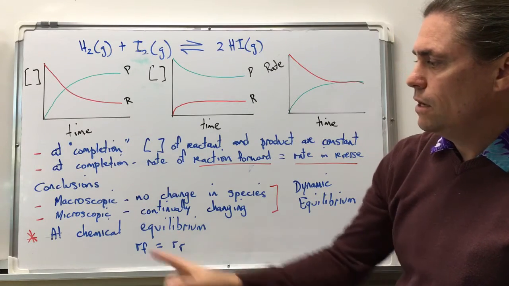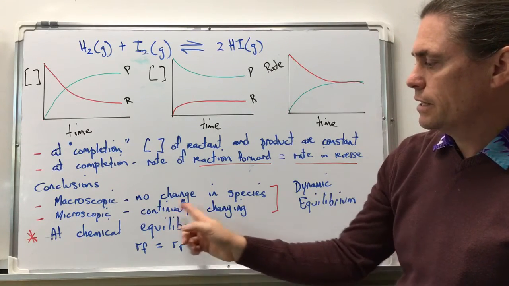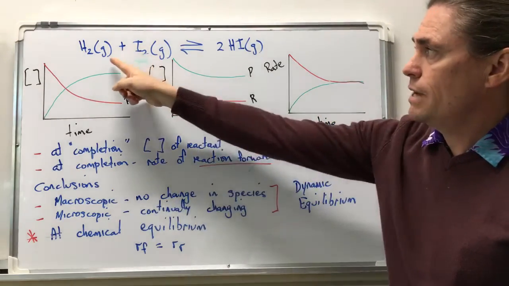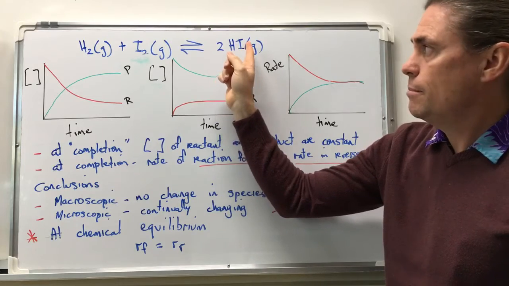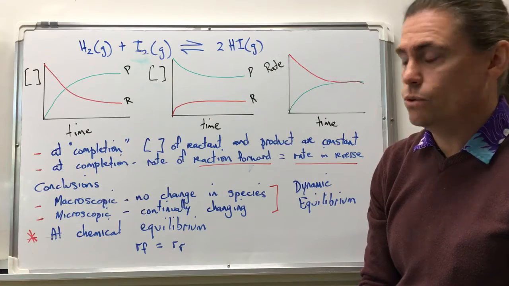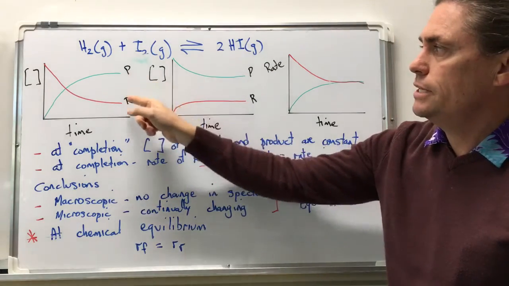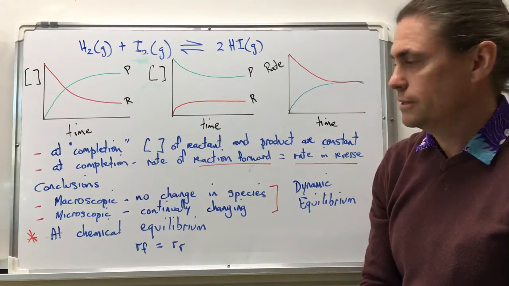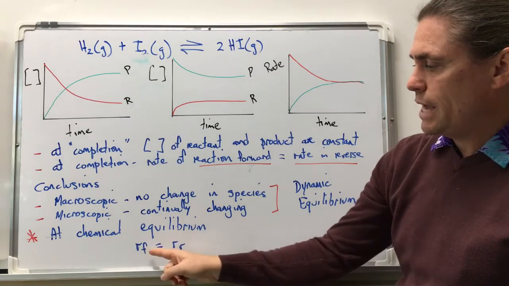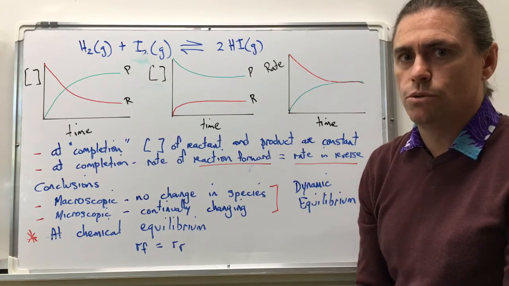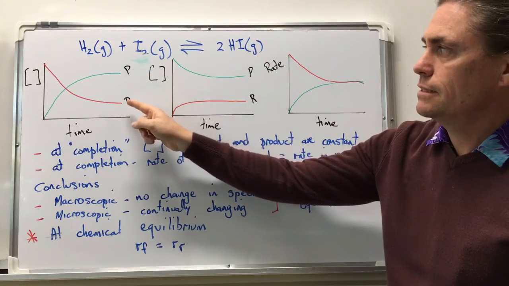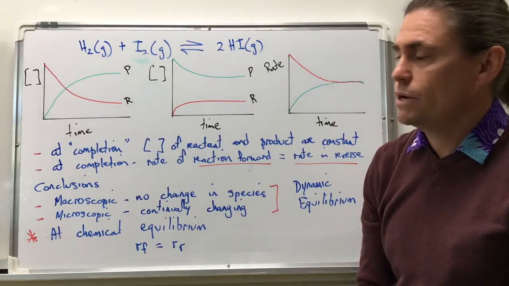And secondly, on a microscopic level, we're getting a continuous change. That's what's indicated by our rate of reaction. This reaction forward is still occurring, but the rate of reaction backwards is equal to our rate of reaction forward. And that's why we get no net change in concentration of our reactant or product. So at chemical equilibrium, our rate of reaction forward will always be equal to our rate of reaction in reverse, and that's what gives us a consistent and constant concentration of reactant and product.